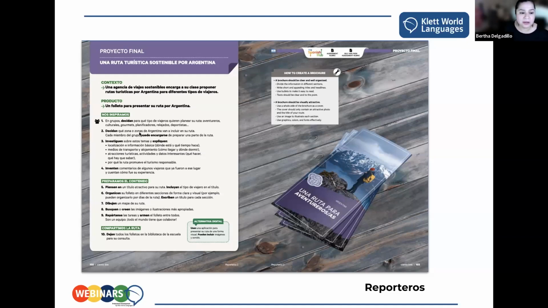And what I love about this is that it's broken into steps. And it tells the students first to decide what type of travelers they want to participate on this trip, and what places around Argentina they're going to include in this route.